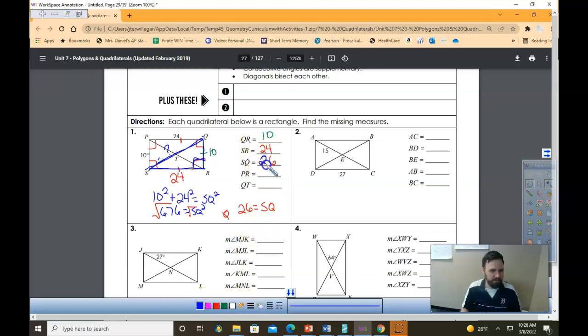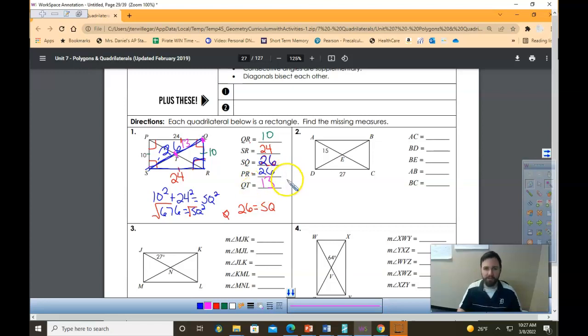Alright, 26. So if that whole thing is 26, then PR is another diagonal, right? And what do I know about diagonals of rectangles? They are congruent. So this is also 26. And what about QT? Well, it's a parallelogram, so we know the diagonals are bisected. So half of 26 is 13. It's a lot of stuff. Alright, so that's one with sides.